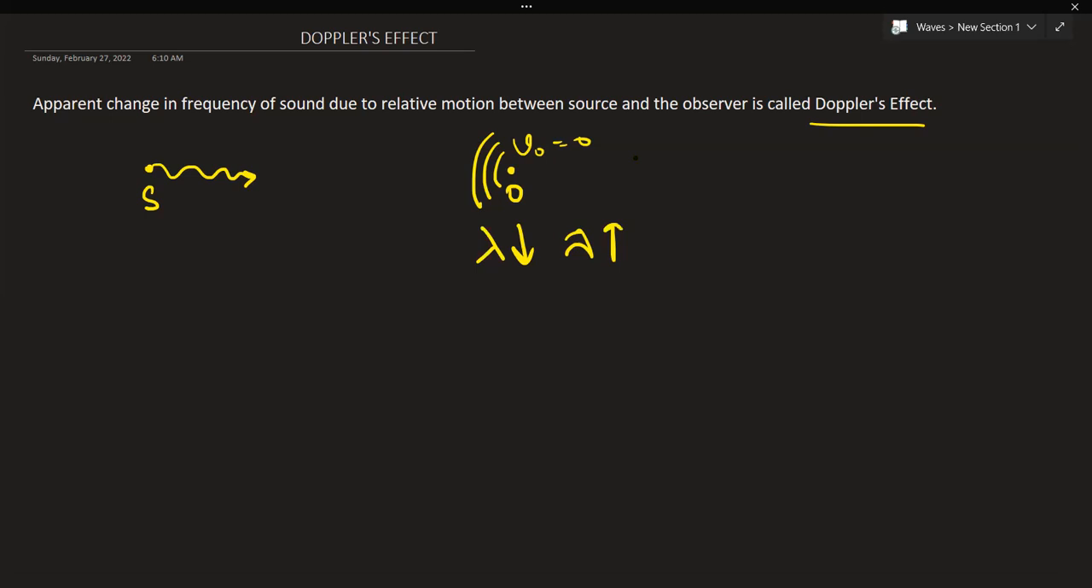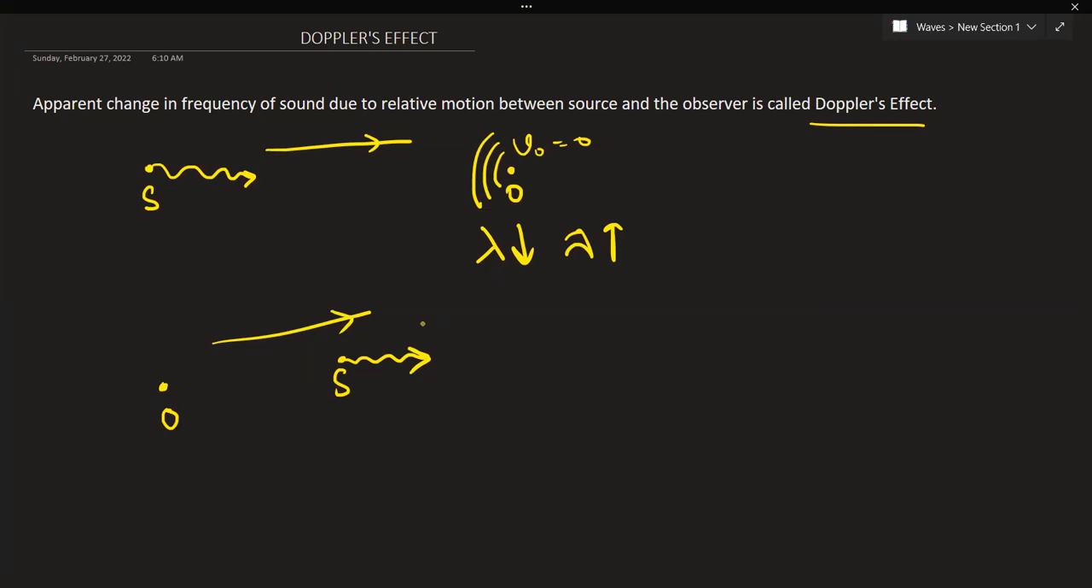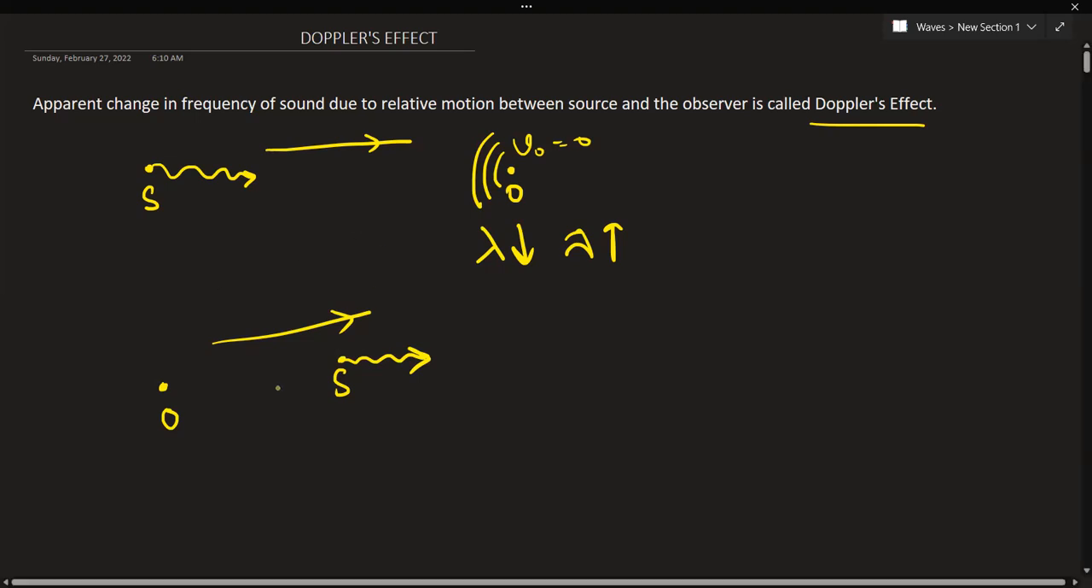Now see, after the car has passed and is moving away from the listener, if this is the observer and this is the source, this was approaching it. Now it is moving away from it. So as the car is moving away from the listener, the sound waves are now spread out like this. As a result, the wavelength between the waves increases.